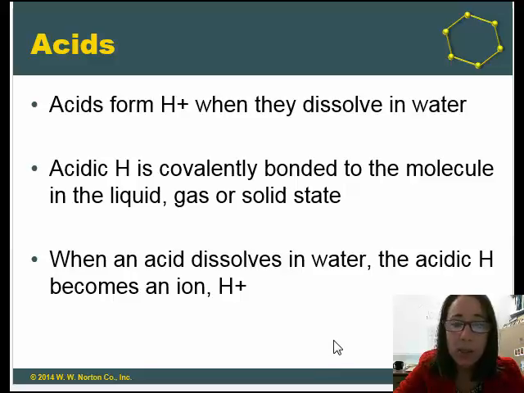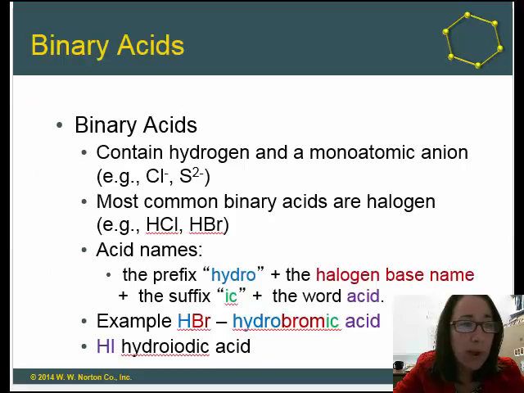And then when the acid dissolves in water, the acidic hydrogen breaks apart from the molecule and forms the H plus ion. Now, just because a molecule has a hydrogen atom doesn't mean that that hydrogen is acidic. But for our purposes, an acid must have a hydrogen in it. And when we write the formulas of acids, our hydrogen is always going to be at the beginning of the formula. And we're going to look at two different types of acids.